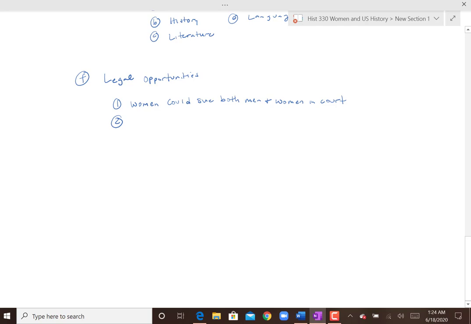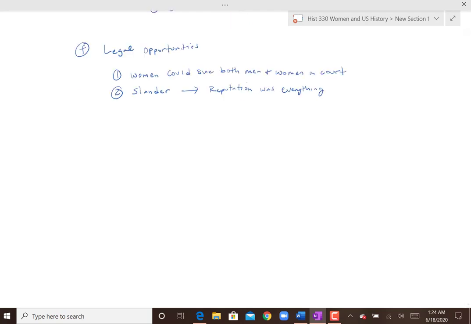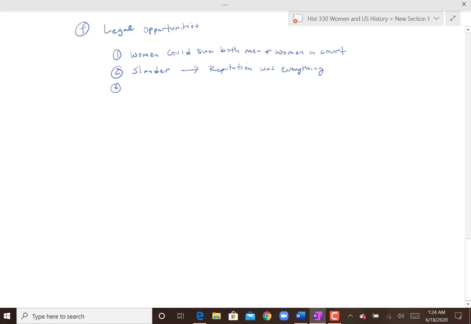One of the number one things that people sued for in Puritan society was slander, because your reputation was everything. Because your reputation helped with you financially, your reputation was connected to your godliness and religious devoutness, if you will. And for women, it was an avenue to protect themselves.